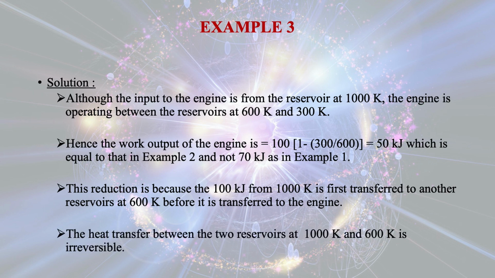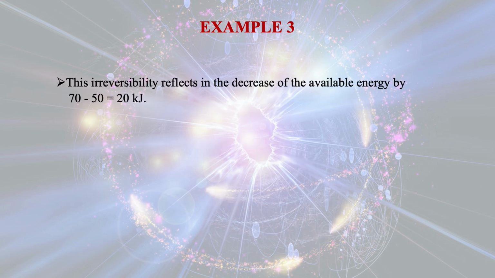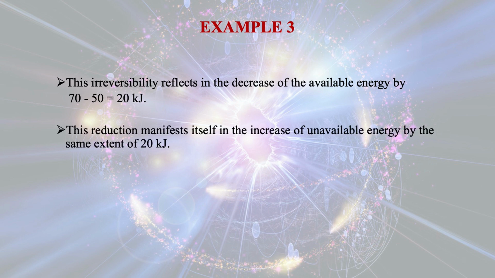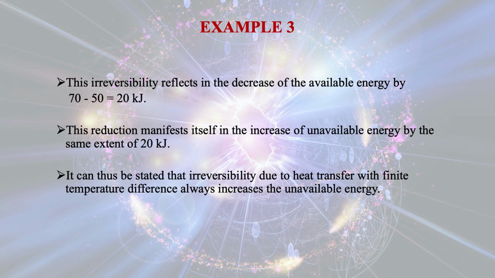The heat transfer between the two reservoirs at 1000 Kelvin and 600 Kelvin is irreversible. This irreversibility reflects in the decrease in the available energy by 70 minus 50, which is equal to 20 kilojoule. This reduction manifests itself in the increase of unavailable energy by the same extent of 20 kilojoule. It can thus be stated that irreversibility due to heat transfer with finite temperature difference always increases the unavailable energy.